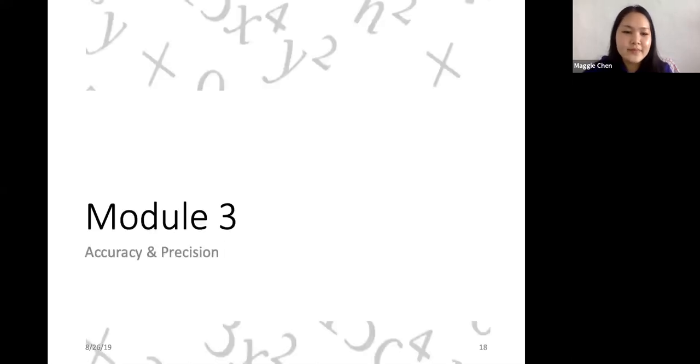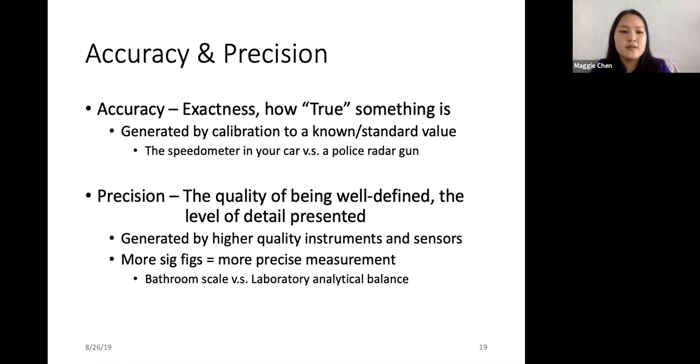Okay. So now, going over accuracy and precision. What are they? So accuracy is exactness or how true something is. This is generated by calibration to a known standard or value. What this would mean, as an example, if we're comparing a speedometer in your car versus a police radar gun.